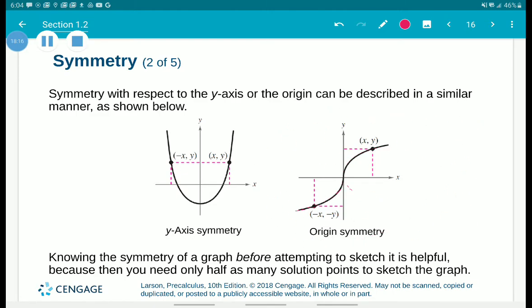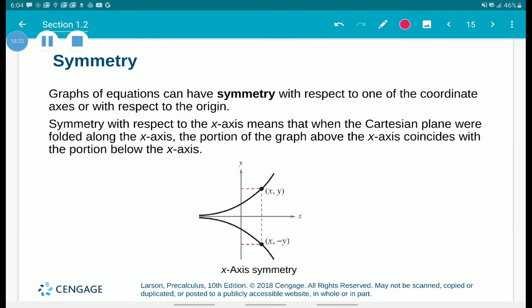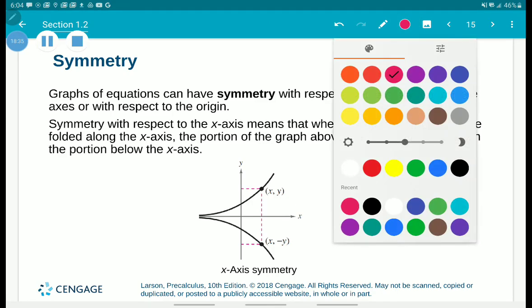Now, let's talk a little bit more about what's going on with those ordered pairs. And I'm going to go back to this figure where we were symmetric about the x-axis. So we know it's symmetric about the x-axis because if we fold it, the top and the bottom halves match up. Let me change my color.